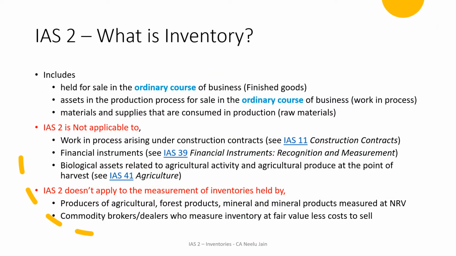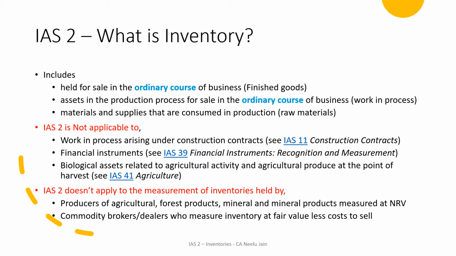To start with, let's start with what is inventory. As per IAS 2, inventory has been defined as assets held for sale in the ordinary course of business. So basically, if you look at the words properly, you will come to know that this means the finished goods, because the finished goods are the ones which are held for sale in the ordinary course of business.